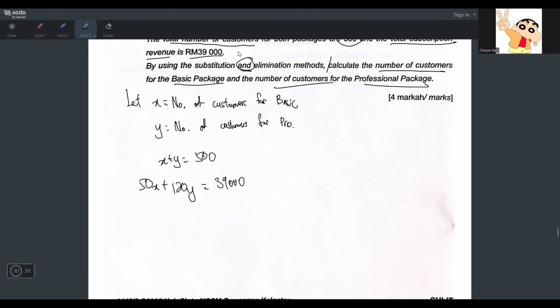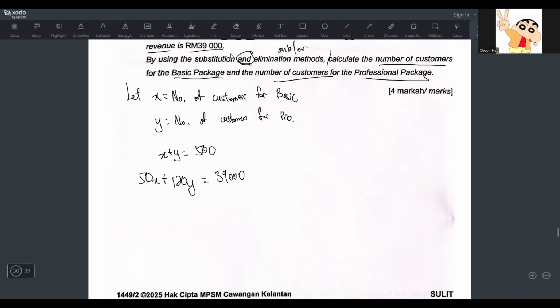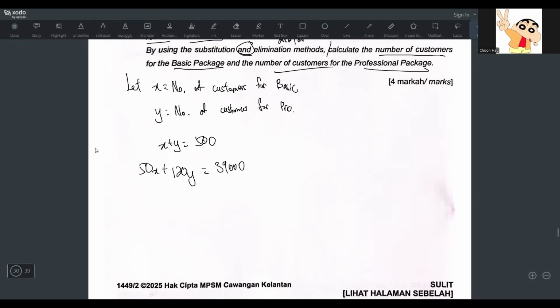Let me tell you from experience, usually they will say by using substitution and slash or. Usually they will mention this. It means you can use both substitution and elimination or just choose one. Usually that's how they ask. But since they ask like that for this question, I will just make sure I use both the substitution and elimination. So I need to make sure I use the elimination method also.